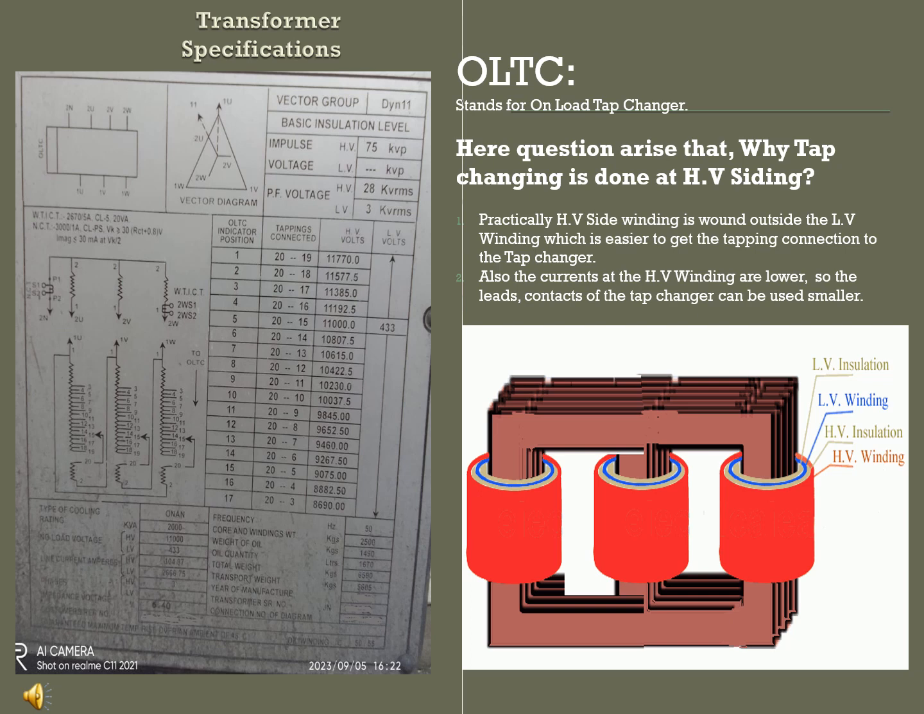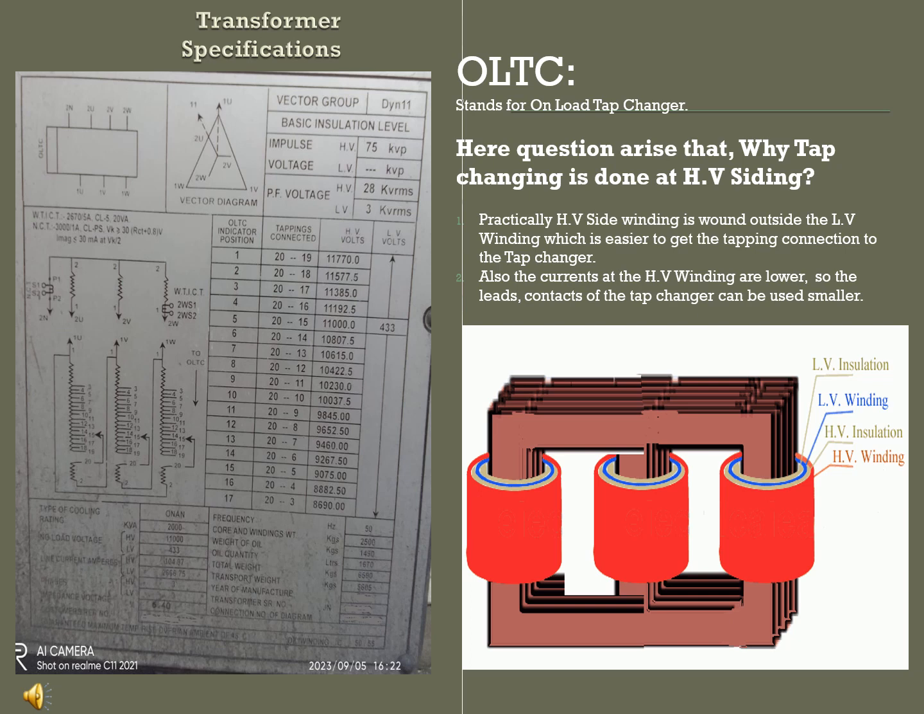In the previous slide, we learnt about the OLTC and its purposes with an example. In this slide, we will ask why tap changing is done at the HV side only. You see in the diagram, the HV winding is wound outside the LV winding, so it is easier for the manufacturer to get the tapping connection of the tap changer.